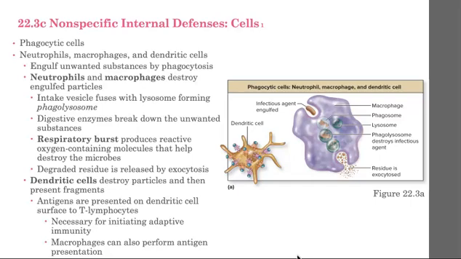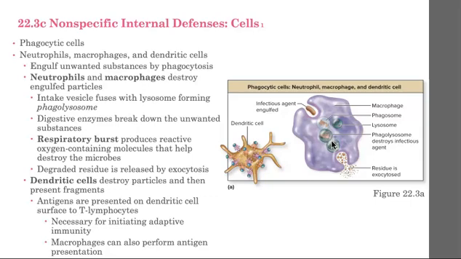First up is our phagocytic cells. Remember that phagocytic means that the cell is able to eat up debris or other cells. And this is going to include our neutrophils, macrophages, and dendritic cells. As far as the neutrophils and macrophages, they are going to destroy pathogens by engulfing them. They take the substance up through a vesicle, and it fuses with a lysosome, which forms a structure that we call a phagolysosome.